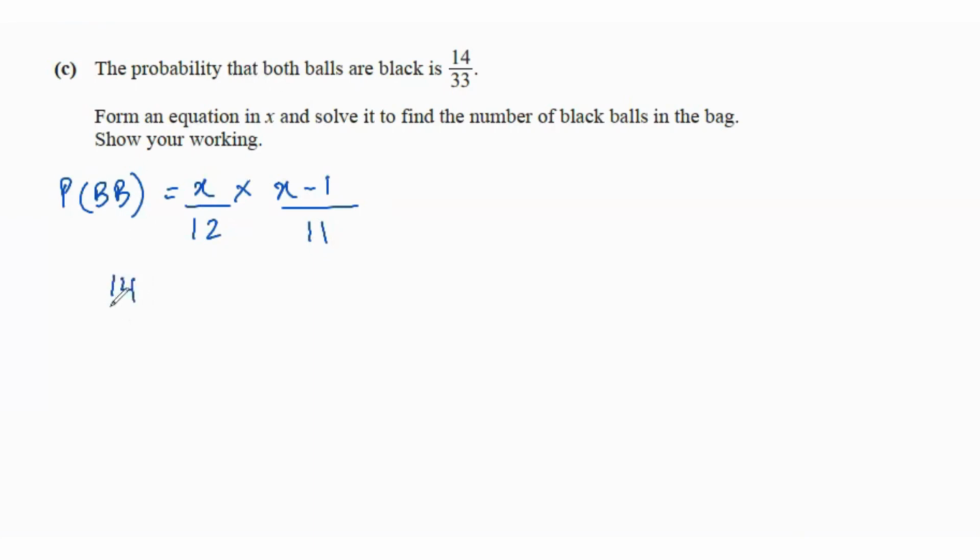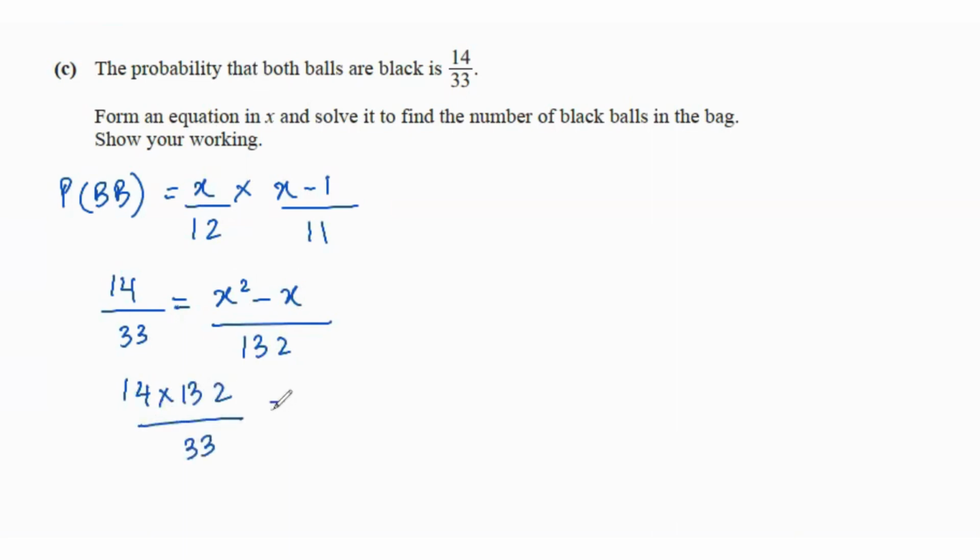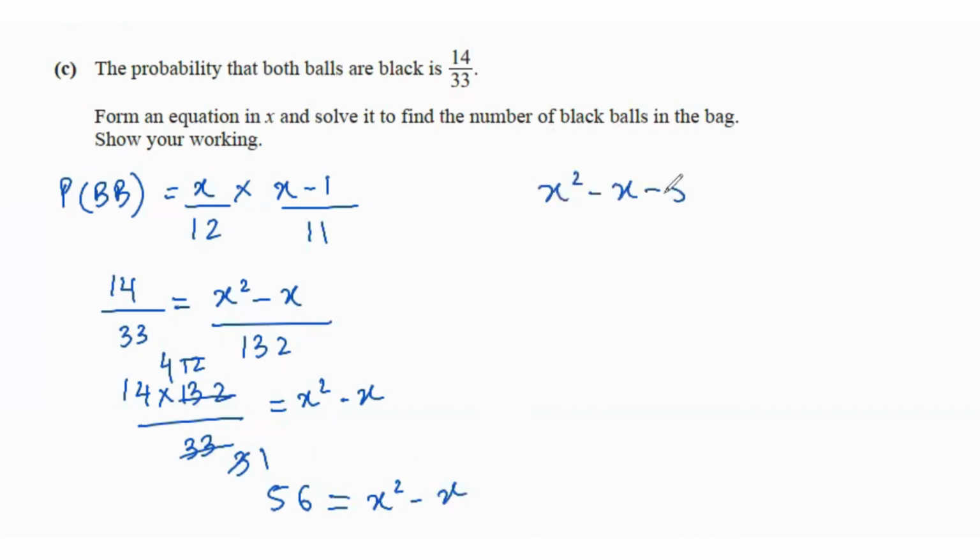So that's going to equal 14 over 33, times (x squared minus x) over 132. First multiply 14 times 132 over 33. 132 is 12 times 11, so 12 over here and 3 over here, 3, 1, and that is 4. So 14 times 4 is going to be 56. So our equation is x squared minus x minus 56 equal to 0.